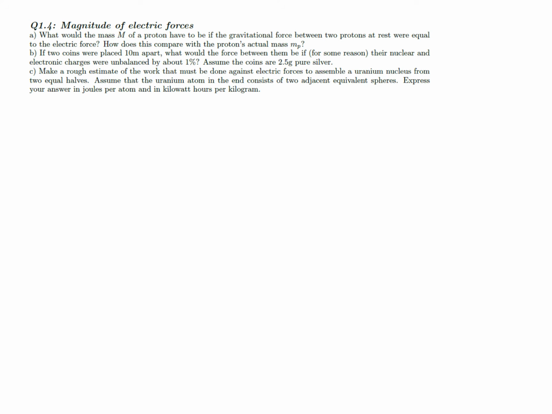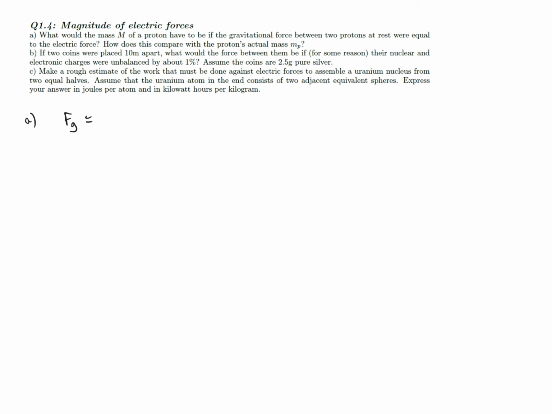So in part A, we're asked, what would the mass m of a proton have to be if the gravitational force between two protons at rest were equal to the electric force? How does this compare with the actual proton's mass? Okay, so let's have a look first of all at what the gravitational force between two protons would be.